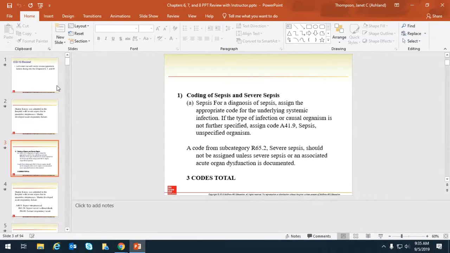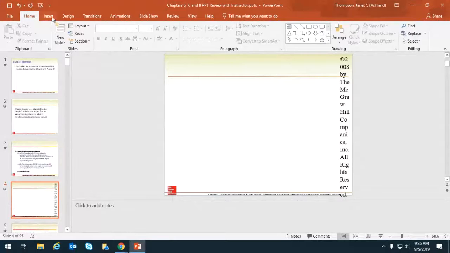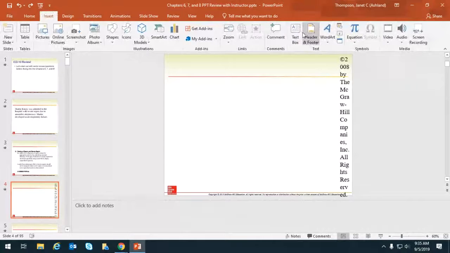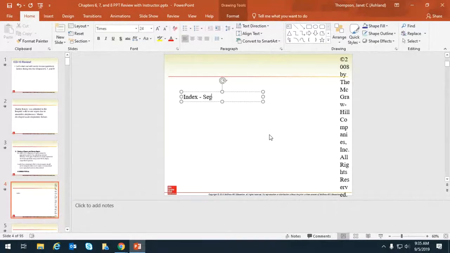I want you to take a moment to code this, to find the three codes. We're going to need to start in our index. I'm just going to make some notes while I'm talking. Go to your index for diseases and injury, and you're going to look up sepsis due to streptococci. We need to look up in our index the sepsis that ties into the organism, the infectious agent.